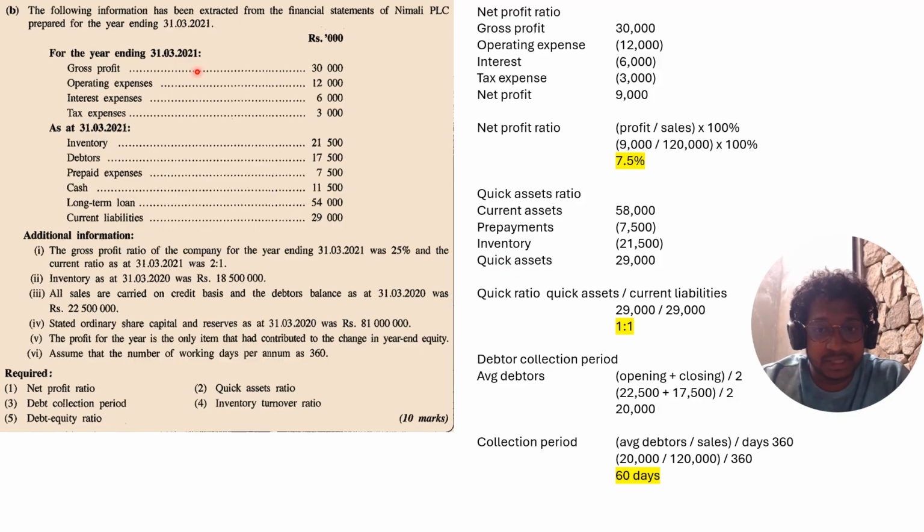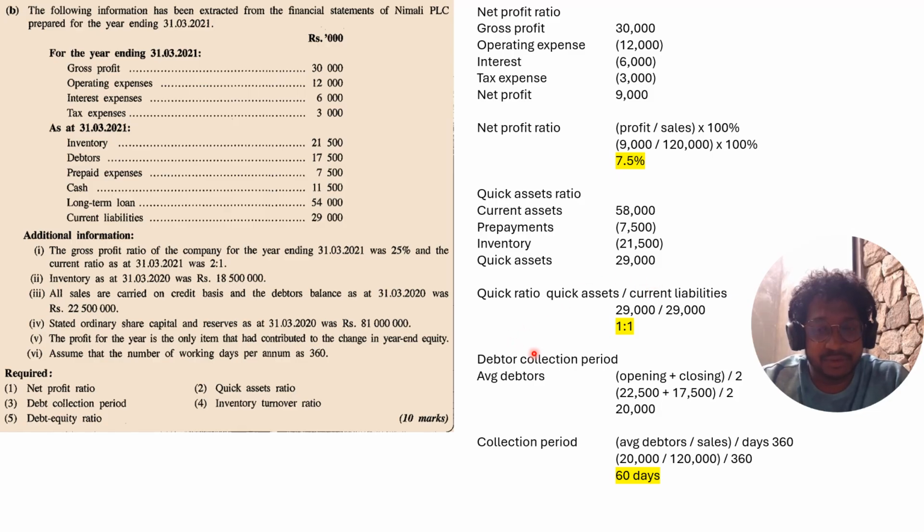Here they only deducted prepayments. Yes, so your prepayments is 7,500. And also you have to deduct the inventories as well. So to find out quick assets, sorry, that's right. From the current assets, you have to minus prepayments and closing inventories. So your quick assets are 29,000.